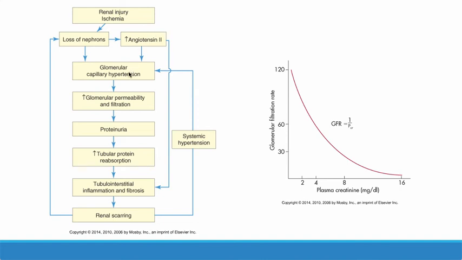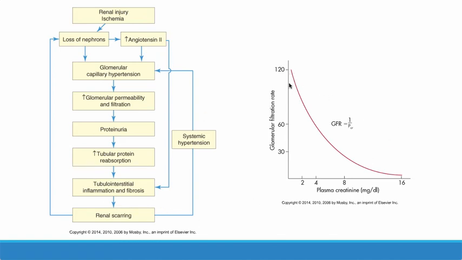Well, through this mechanism. There's glomerular capillary hypertension. There's increased glomerular permeability and filtration. That means that proteins leak into the urine, which is bad news. These big holes allow these giant protein molecules to move in. There's increased tubular protein reabsorption, and that causes more inflammation and fibrosis to occur, which causes renal scarring, which, by the way, worsens systemic hypertension and starts this cycle in a downward spiral.